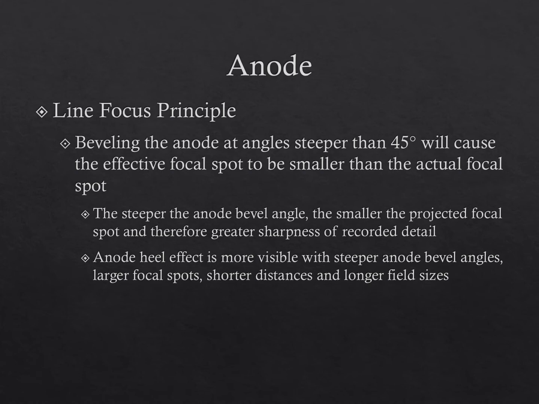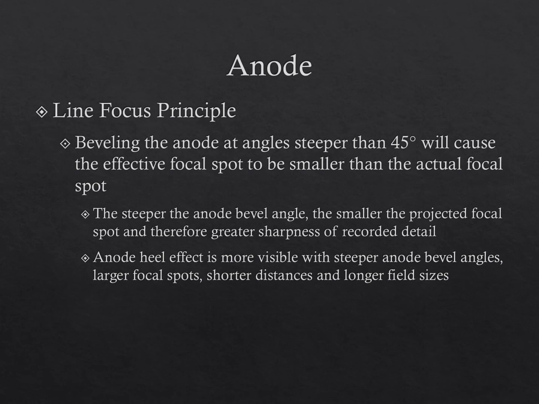And we talked about the anode heel effect, but remember the anode angle, again, we can't change it. It is what it is. But the beveling of the anode angles that are steeper than 45 degrees will cause the effective focal spot to be smaller than the actual focal spot. So the steeper the anode angle, the smaller the projected focal spot, and therefore greater sharpness of recorded detail. But again, with the steeper angles, you're going to have more visible anode heel effect.